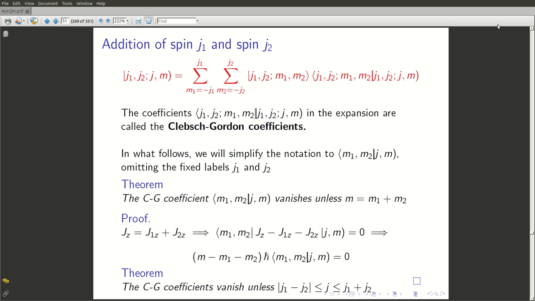So in the next part of this lecture, we are going to look at exactly how to calculate the Clebsch-Gordan coefficients.